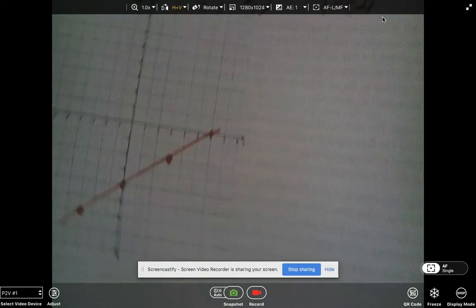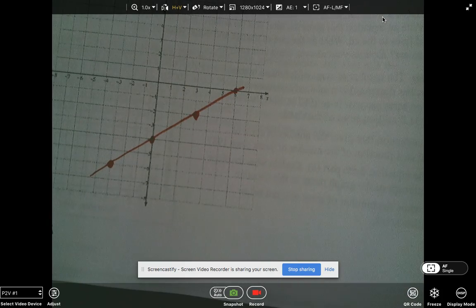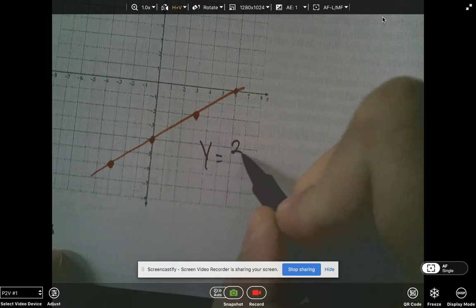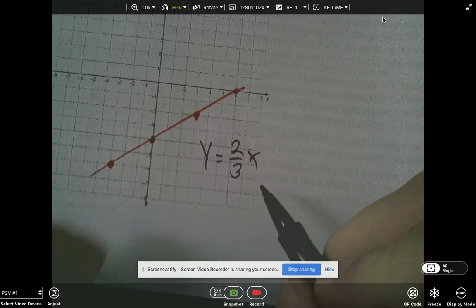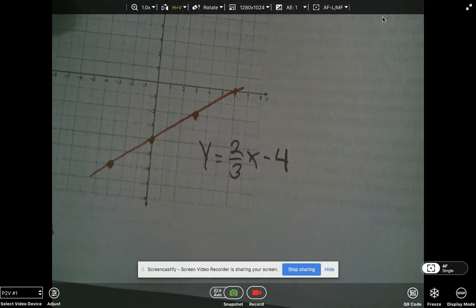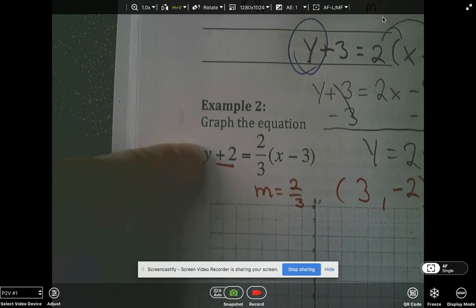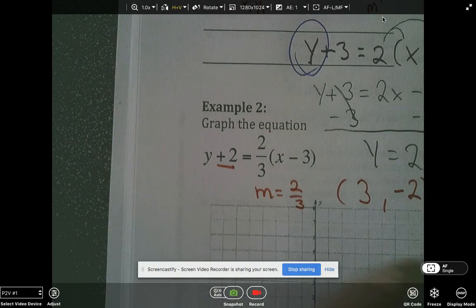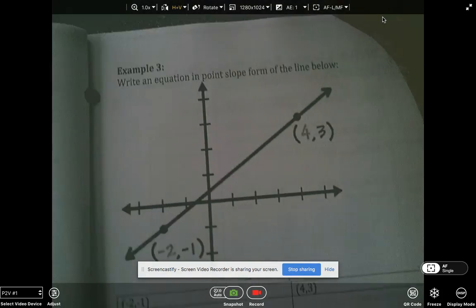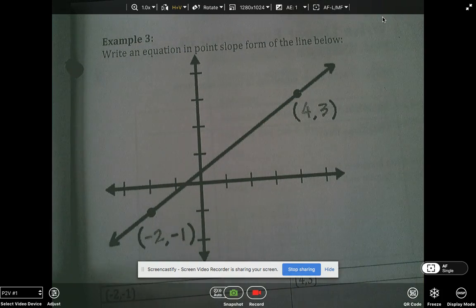So quickly looking at it, can anyone tell me what this equation would be in slope-intercept form? Yeah, hopefully you said y equals 2/3 x, and then my y-intercept is -4. So that's kind of neat to see. You can see it here in slope-intercept form and here in point-slope form. All right, let's move over to the next page, taking the actual graph and writing the equation in point-slope form.